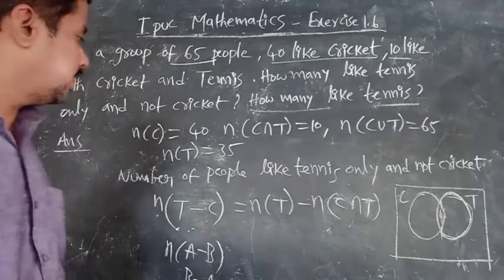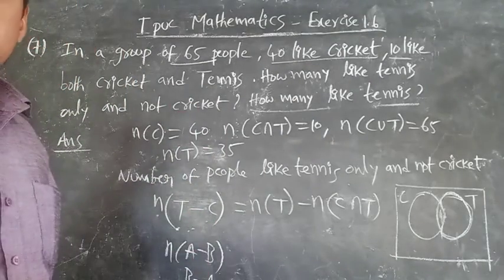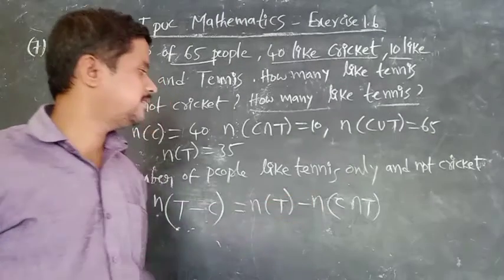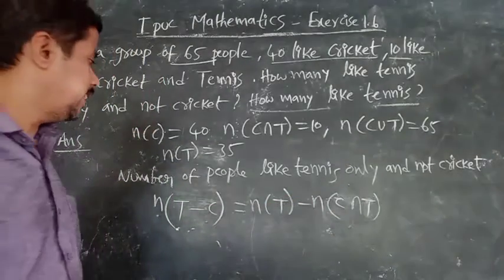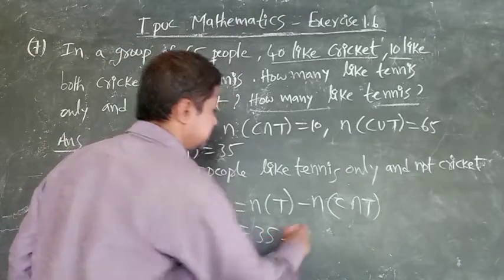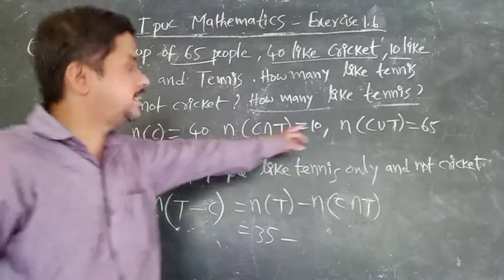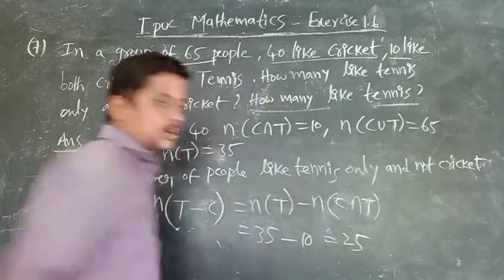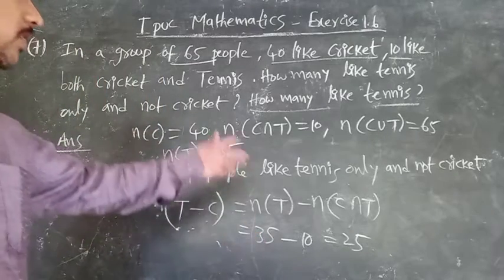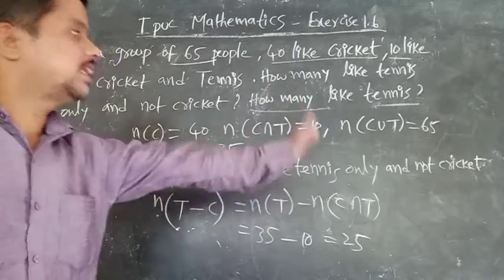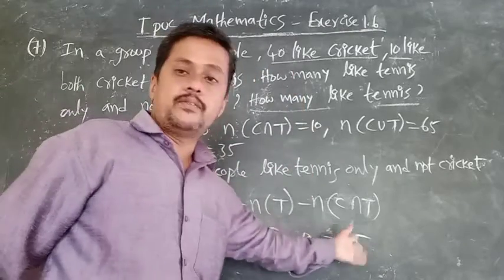Okay. Next I will move to the next concept. So n of t minus c is equal to n of t minus n of c intersection t. n of t is already calculated: 35, minus the intersection part. What is the intersection part? See, 10. So 35 minus 10 is 25. So the number of people who like tennis only, not cricket, is 25.